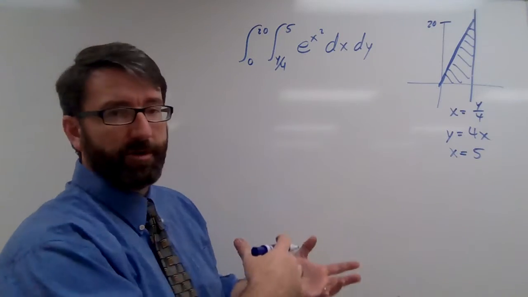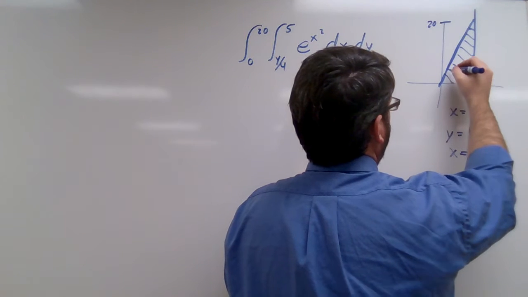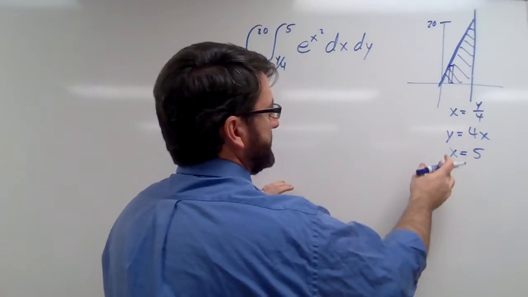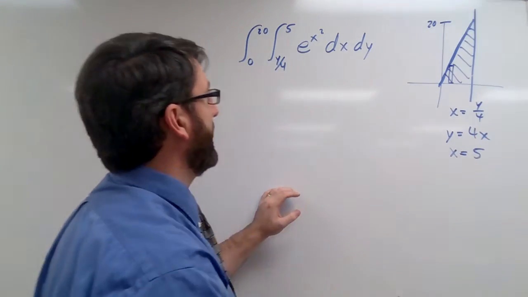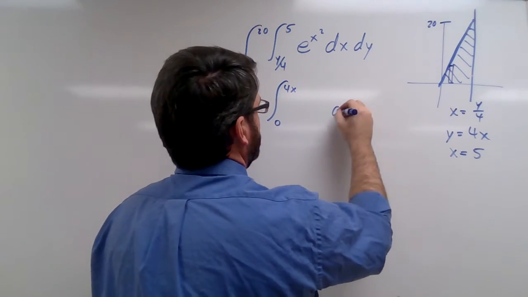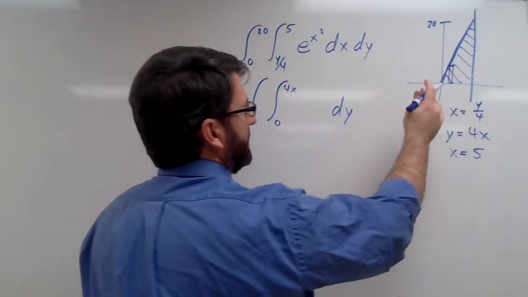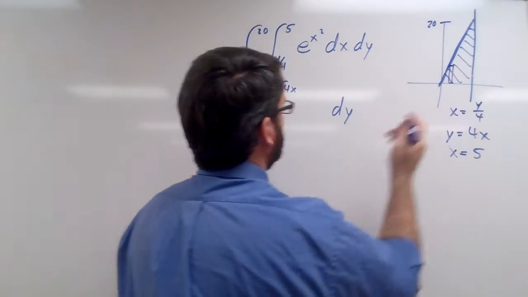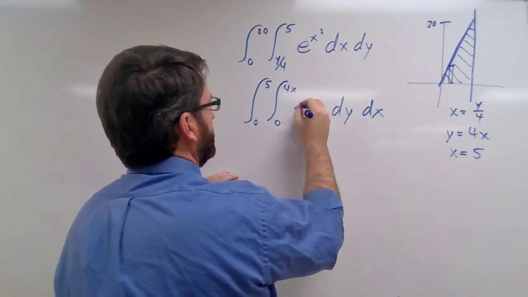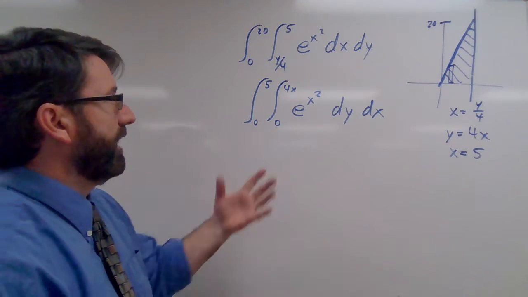So what we want to do to reverse the order of integration is take vertical slices. So we're going to be going from 0 up to this line here, which is y equals 4x. So let's go from 0 to 4x in the y direction, and then we'll stack these across from 0 to 5 in the x direction, and we're still evaluating this same integral.